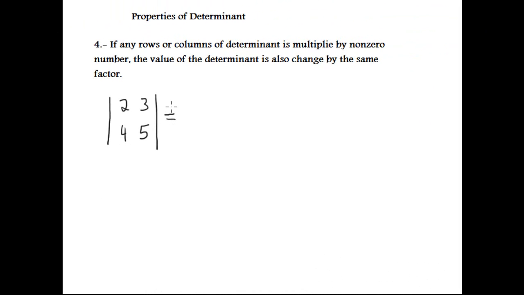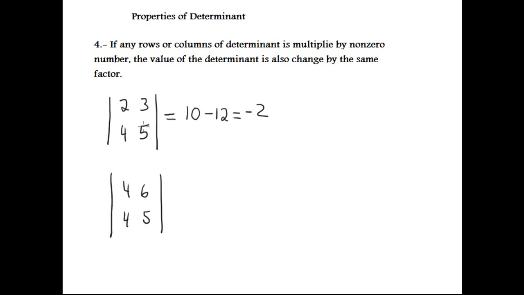Okay. The idea of property number 4 is that if any row or column of the determinant is multiplied by a non-zero number, the value of the determinant is also changed by the same factor. Now suppose this elementary example: the determinant is 2 times 5 is 10, 4 times 3 is 12, and 10 minus 12 is negative 2. Suppose now I multiply row 1 by 2, so we have 4 and 6. 4 and 5 stay the same.